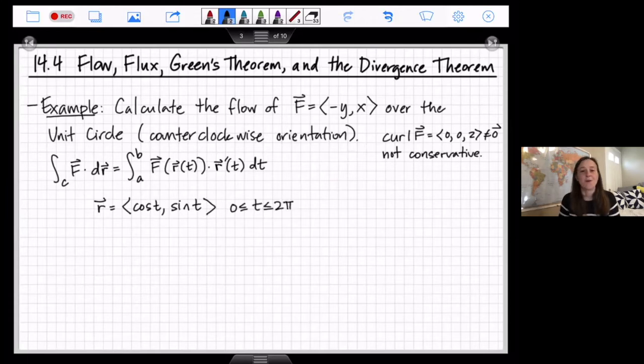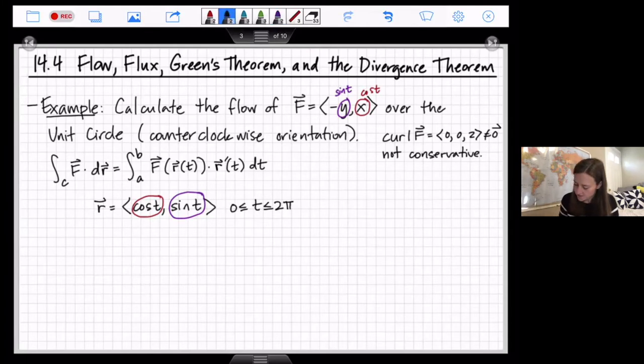For our line integral, we're going to plug our parameterization into our vector field. Our x component is cosine t. That shows up in our vector field in the y component, so we're going to put cosine t there. And then our y component for our parameterization is sine t. That's going to go up front in the vector field in the x component.